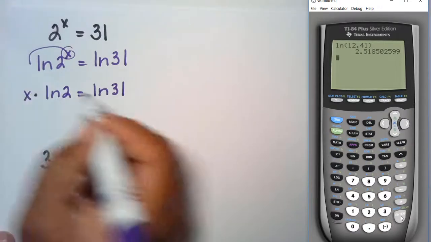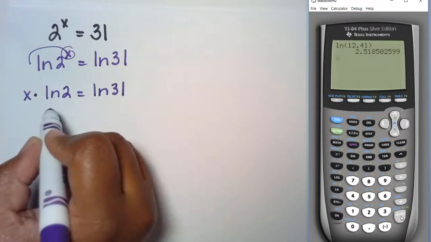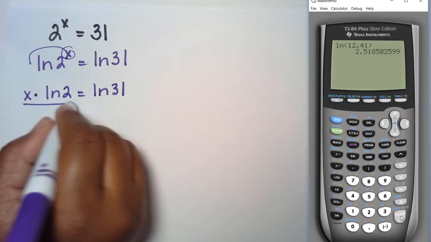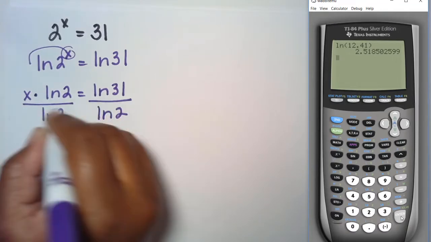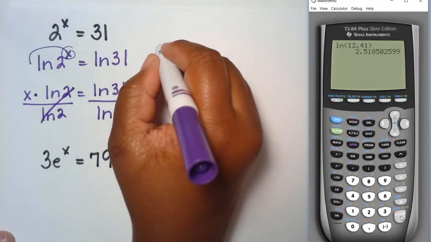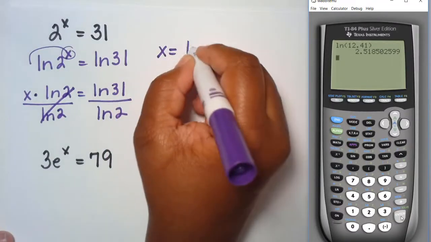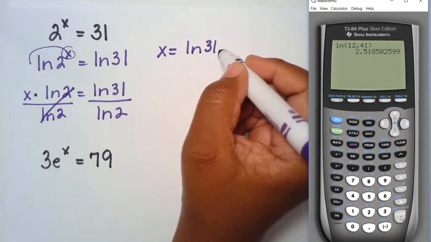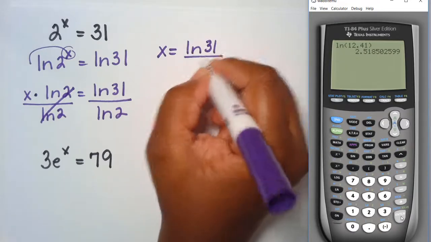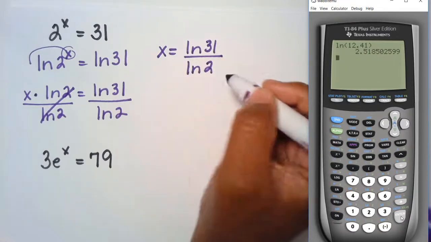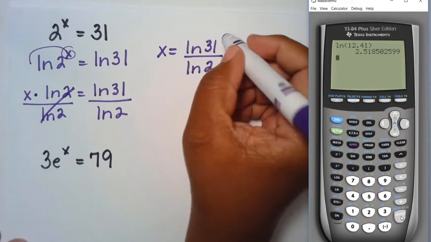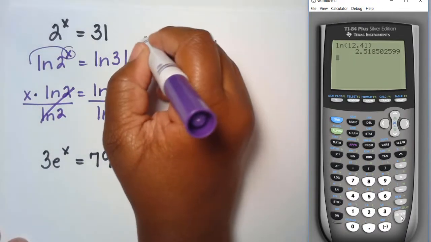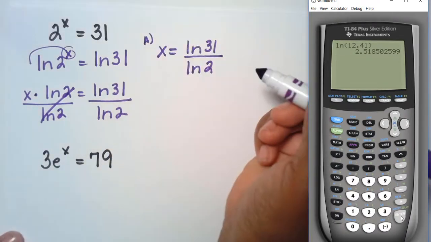Now let's solve for x. And as we solve for x, what we're going to do is divide ln of 2 to both sides. So we have here x is equal to ln of 31 over ln of 2. So this is your solution expressed in terms of a natural log.